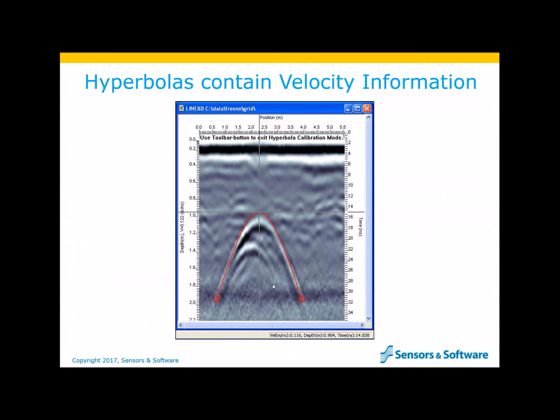Most of you are going to be familiar with hyperbola velocity calibration. This feature is on all our GPR systems, so it can be done out in the field. It's also in the Echo Project software, so it can be done once the data is transferred to a PC. If this is new to you, the idea here is to interactively fit the shape of the red hyperbola to the hyperbola in the GPR data image.